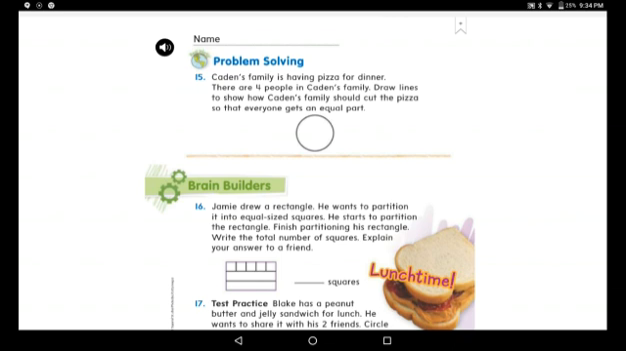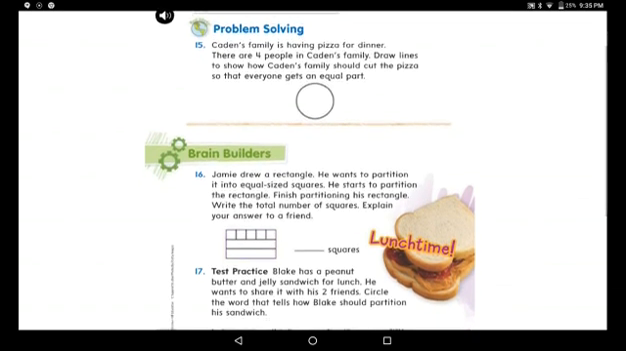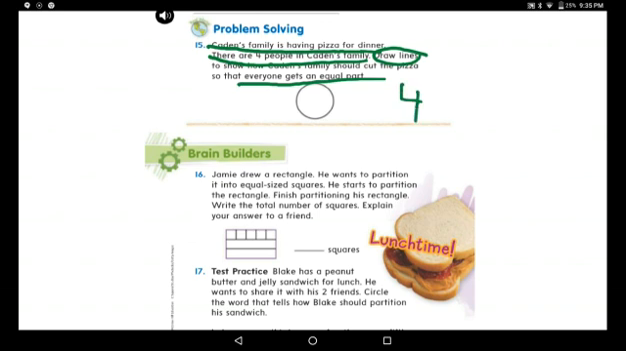Let us see. I will read it one more time. You need to underline what we know and circle what you need to find. Caden's family is having pizza for dinner. There are 4 people in Caden's family. Do you know what they want from us? They want us to draw lines to show how Caden's family should cut the pizza so that everyone gets an equal part. Into how many parts should I cut this pizza? I should cut it into 4 equal parts because Caden's family has 4 members, right?